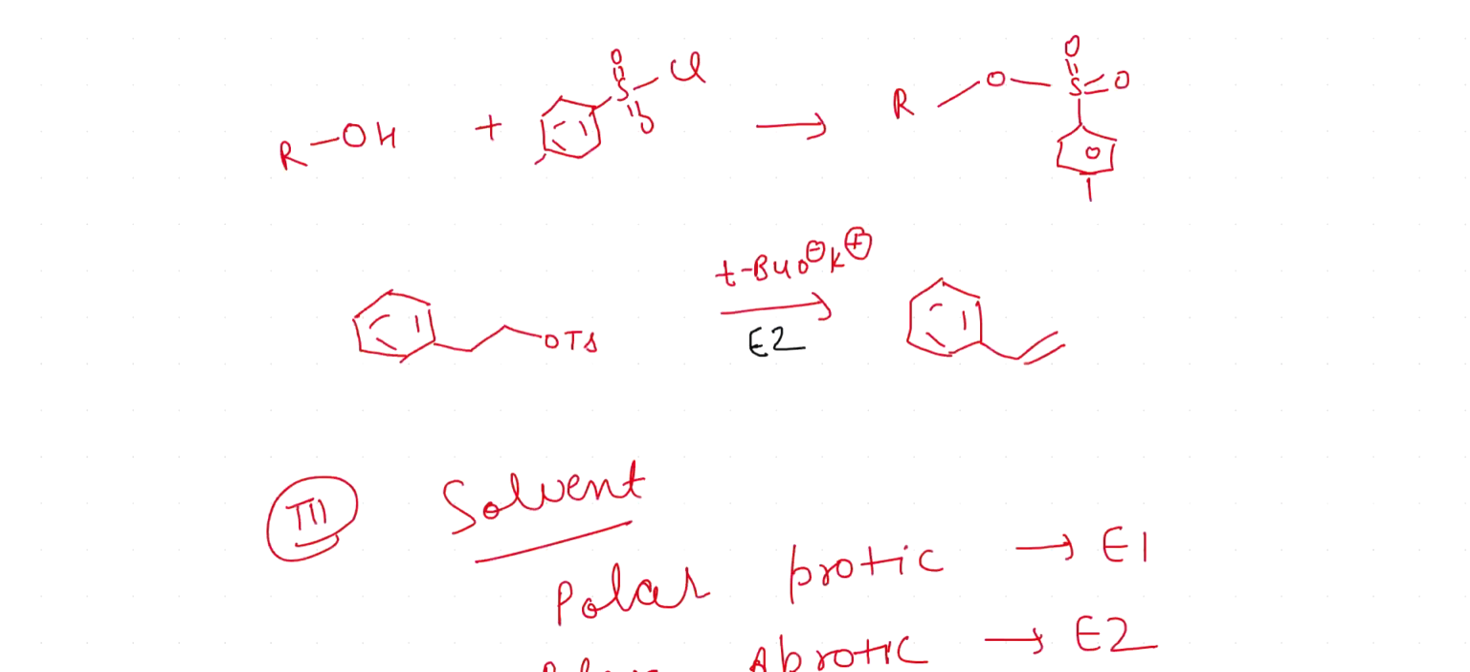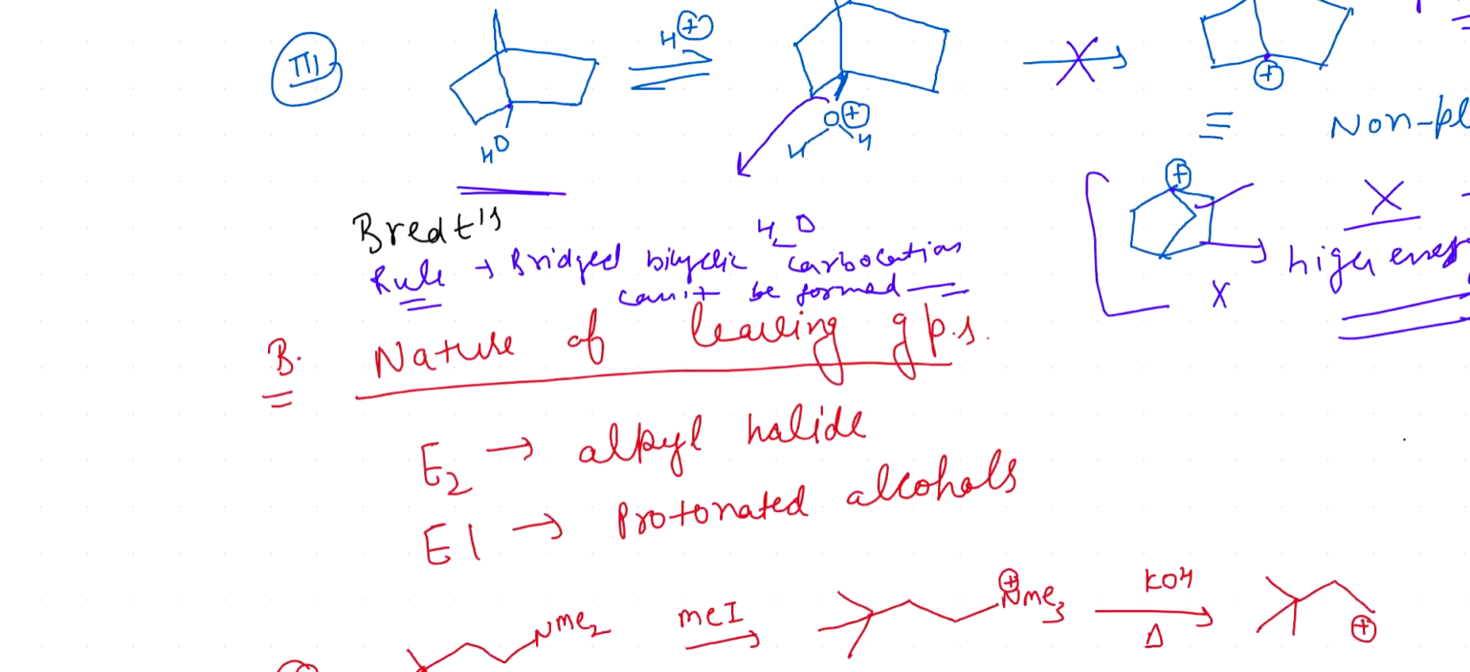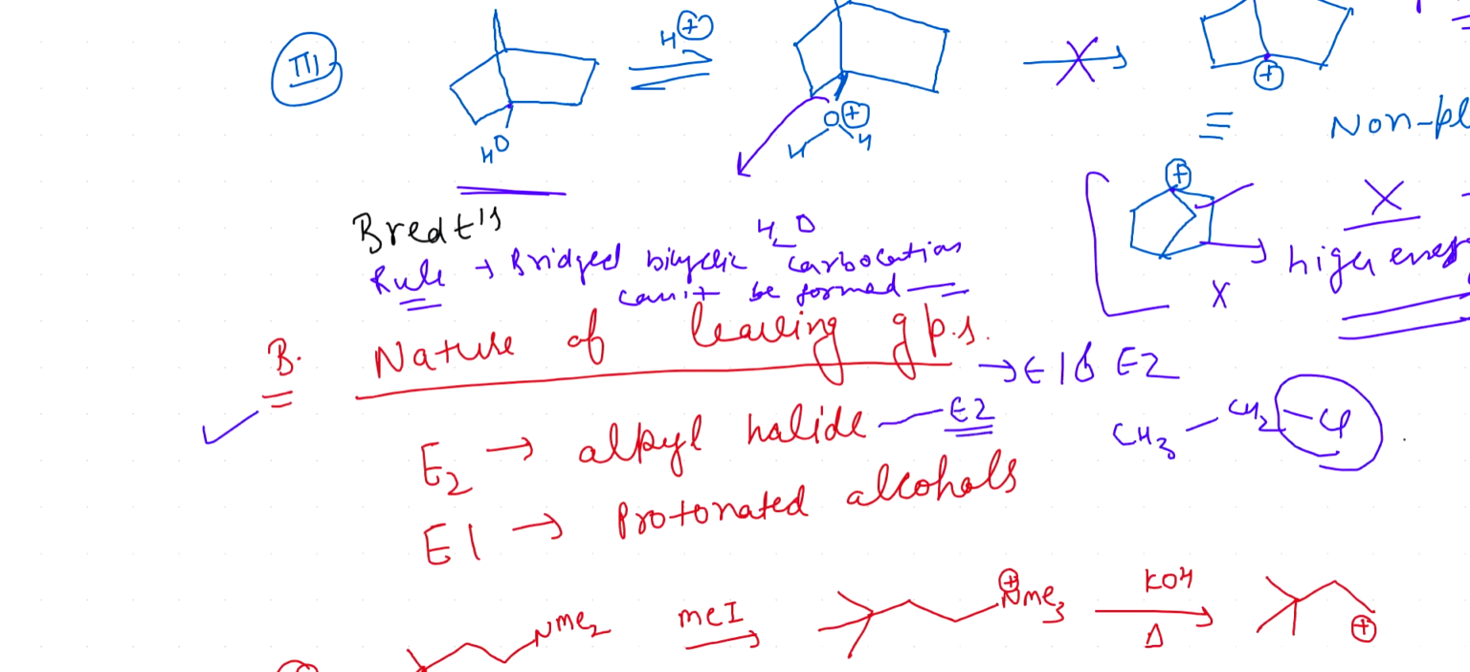The next is the nature of leaving group. How the nature of leaving group is affecting the mechanism E1 and E2. If the substrate is CH3CH2Cl, I am choosing just a simple substrate in which the leaving group is halide, then it will prefer to undergo E2 elimination. E2 means only one step. Proton and the leaving group are removed simultaneously in case of E2 because halides are good leaving groups.